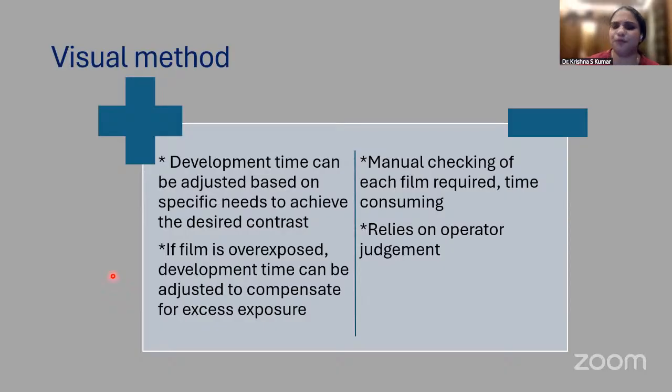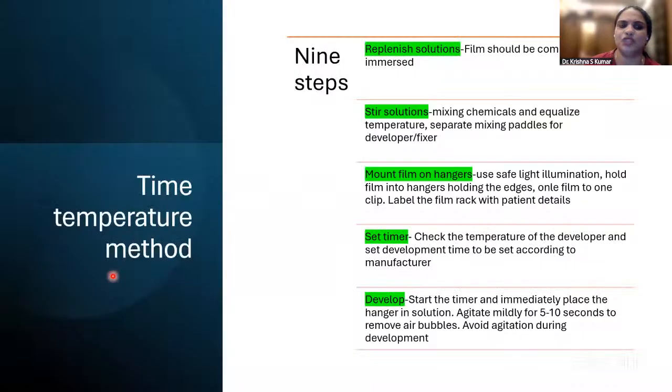What are the negative points? It is really time consuming. In a larger practice setup, it takes a lot of time for each film to be manually checked, and it relies on the operator judgment. The second type is the time temperature method, which has 9 steps.